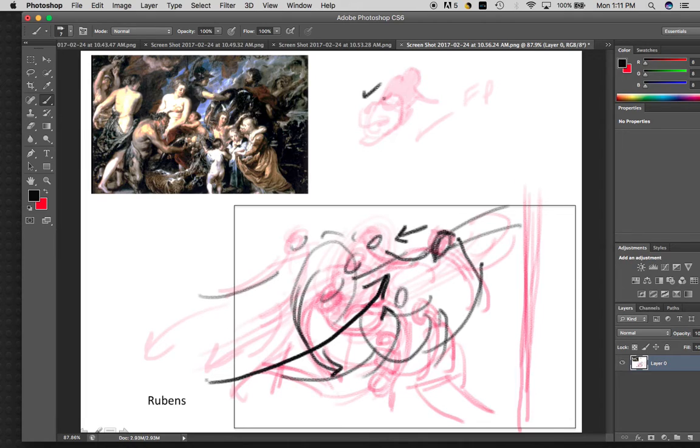And this is the kind of things I would encourage you to look for in your compositions, are a diagrammatic sense of direction and movement and flow.